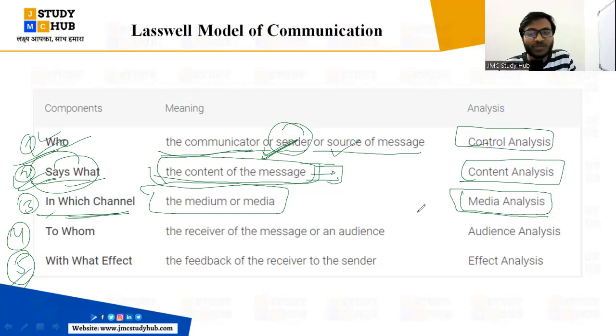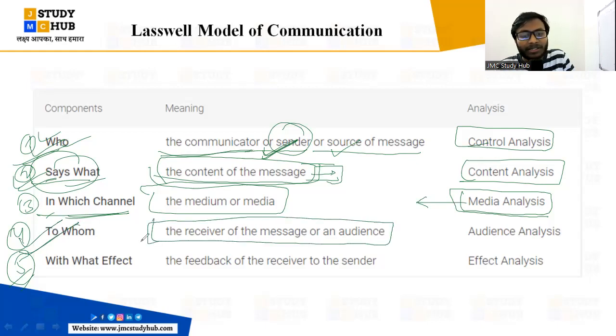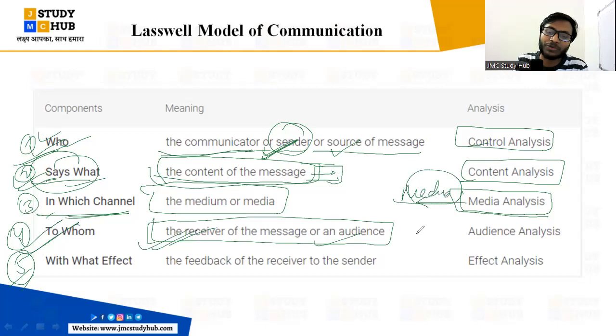The target audience is a very useful and important component, the people whom you are persuading. You should know about the media, and you should know how to choose the best media. Chaliye. The main thing here is to whom you are communicating: the receiver of the message, the audience, that is the target audience. You choose the media to communicate with the target people.